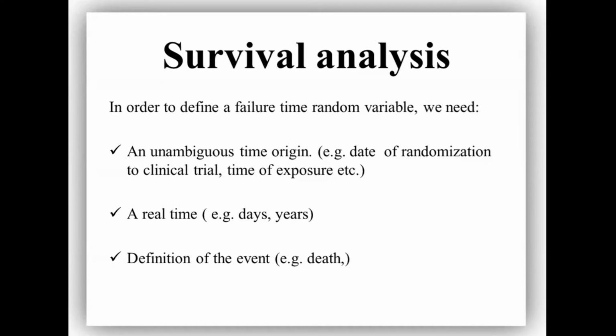In order to define the survival time or the failure time random variable, we need three things. One, we need to have an unambiguous time origin.